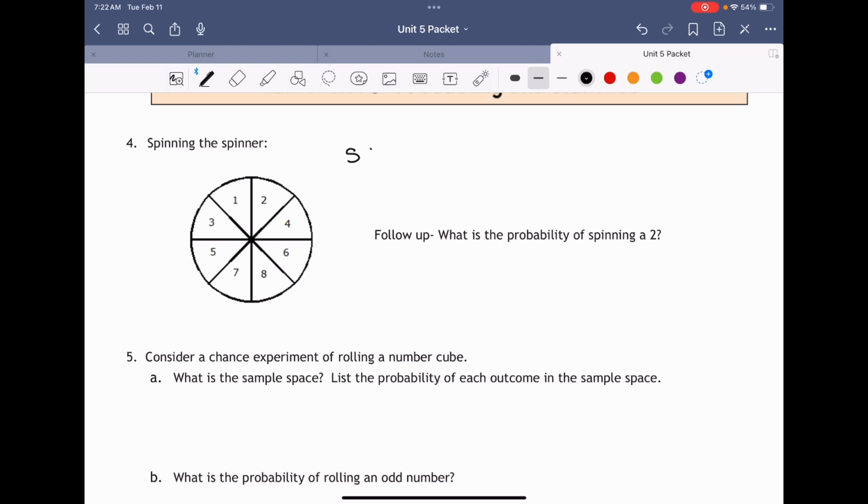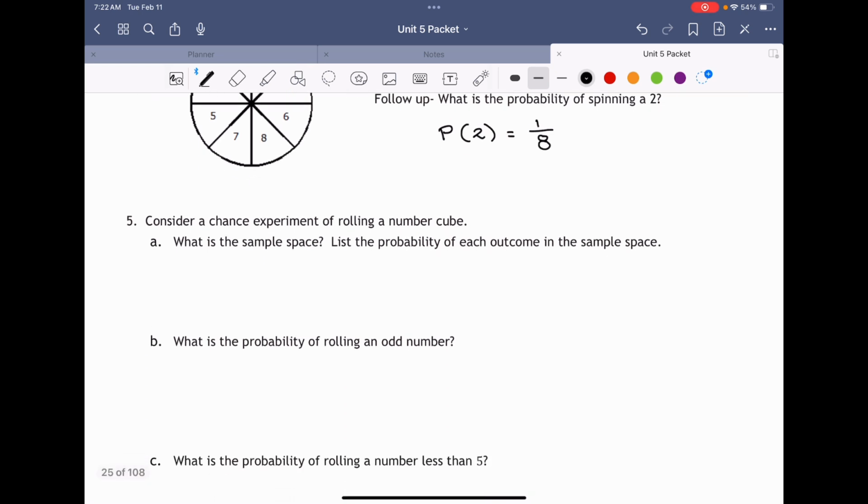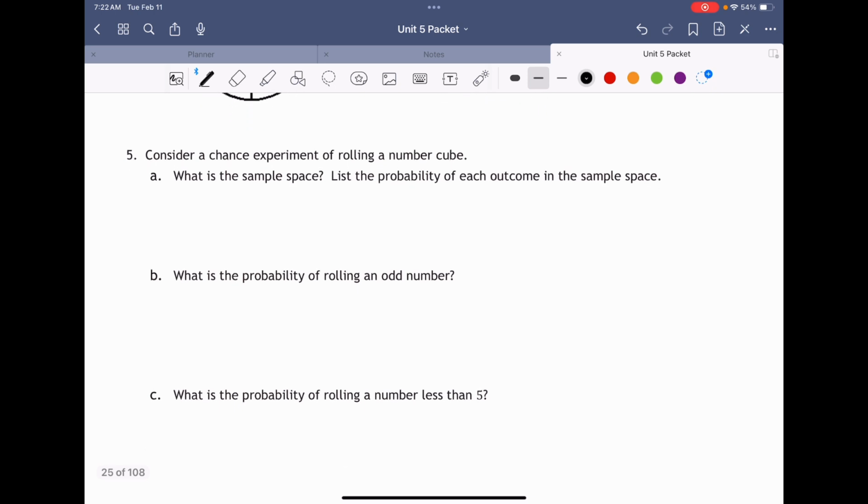All right, for our spinner, we should have a sample space of all of the numbers 1 through 8. And our probability of landing on 2, there's only 1 2 here, so it's 1 out of my 8 total options.